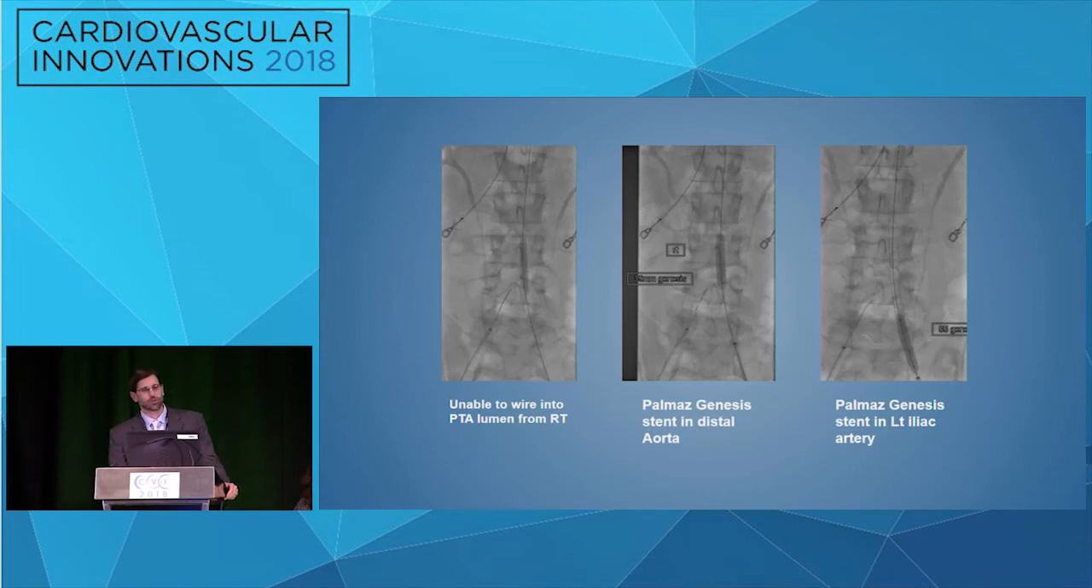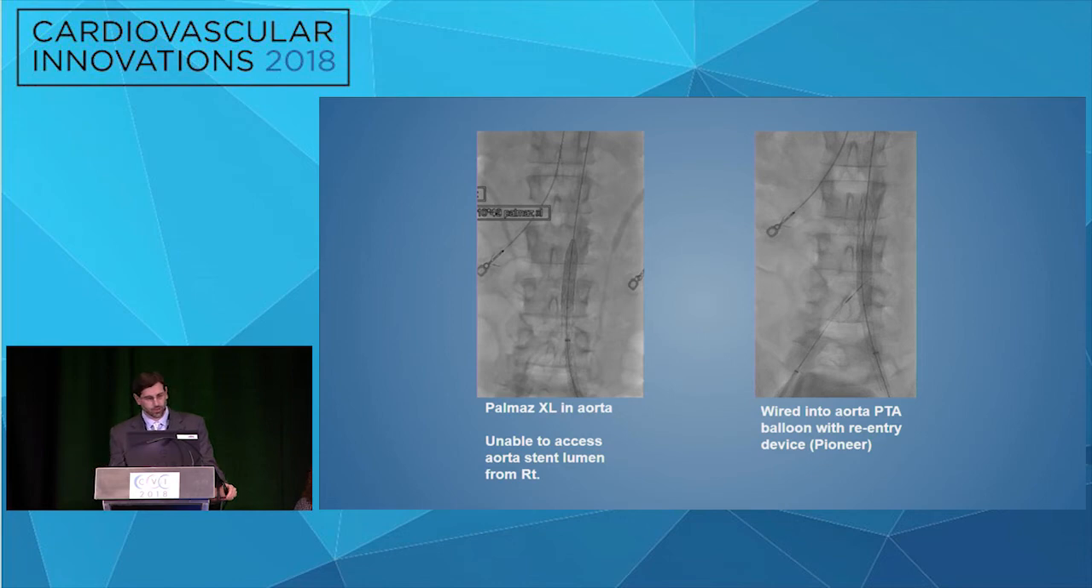So the next step was to try and wire through the occluded right iliac and into the aorta, and for the life of me, despite multiple wires, could not enter the true lumen of the aorta. Inflated a balloon, tried to enter the PTA lumen, couldn't do it. So we elected to go ahead and stabilize the aorta and fix that. So stented the distal aorta with a Palmaz Genesis, and then went ahead and stented the left iliac with the Genesis as well, and then tried to wire up into this aortic stent, but it just wouldn't go.